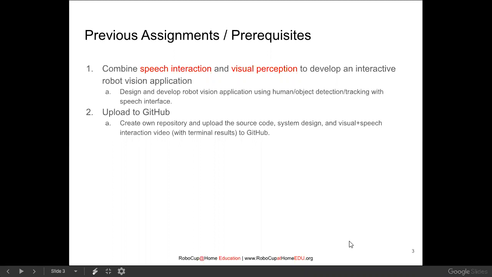So from there, a lot of applications can be developed based on this architecture. Right. So with this prerequisite or the previous assignment that you have done, let's see how we can combine it with the mobile system that I'm going to introduce today.